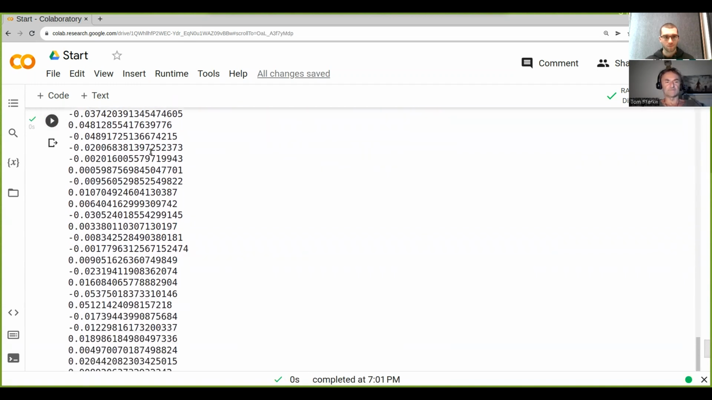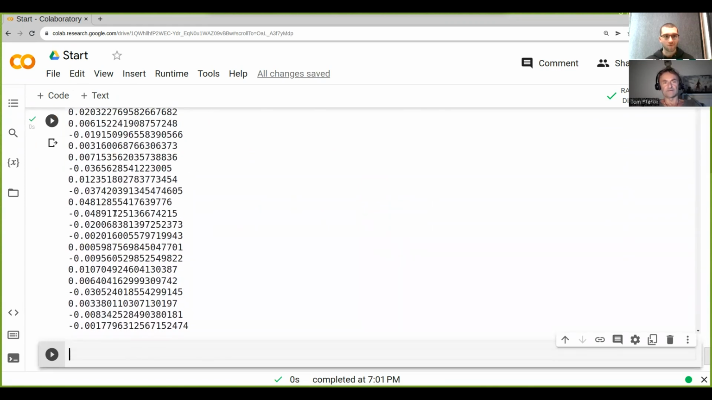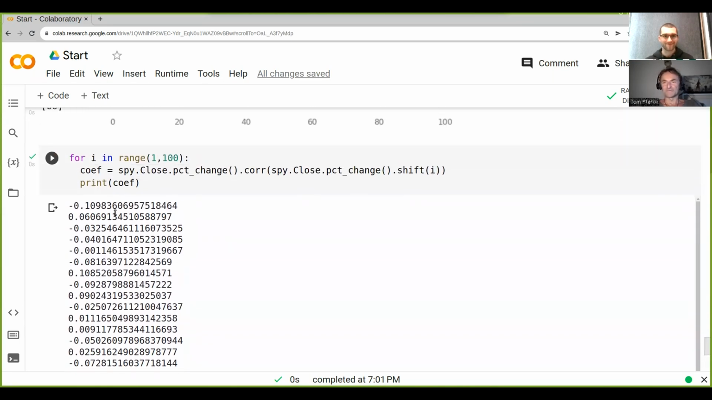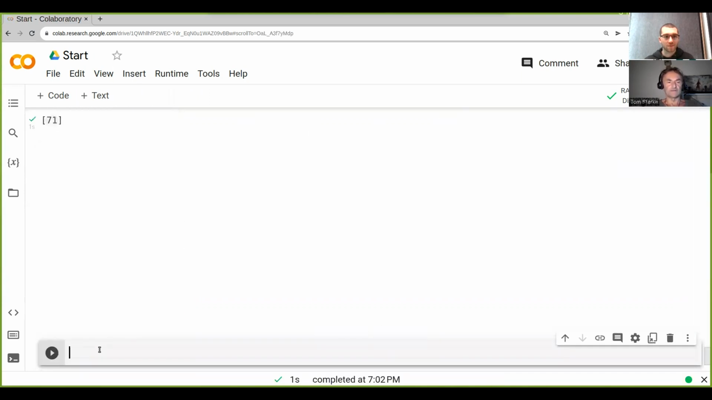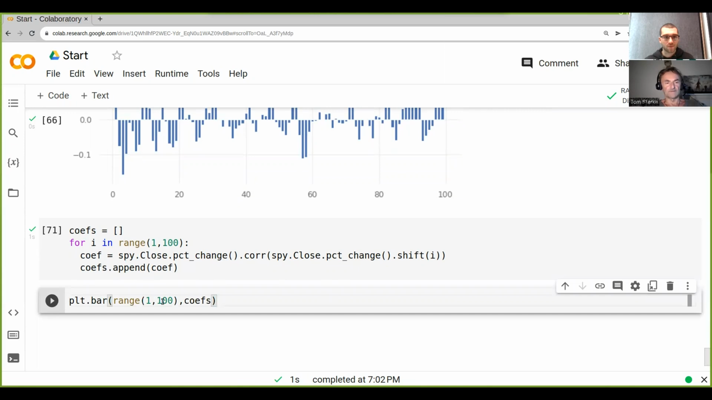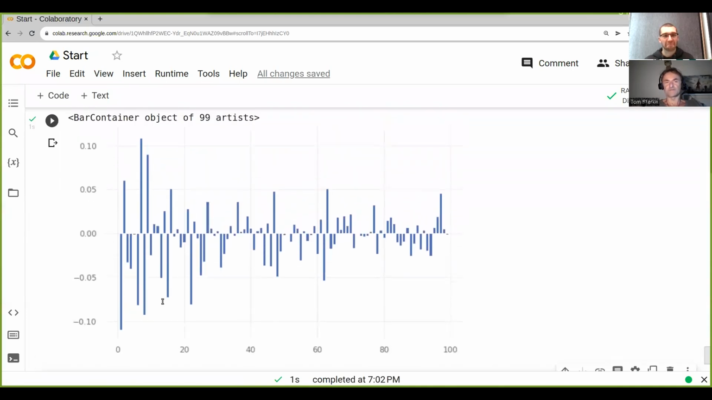So you see that? That's quite interesting. We've got all the correlations here. And they're obviously a lot lower than what we see in our artificial series, because market data are unfortunately not as strongly autocorrelated, but there's still something there. Let's just see if we can plot this. So we go coefs equals this, and then coefs.append, coef, run this. And then we can basically use the same thing as here, and we've got the same range as well. All right, look at this. It's quite interesting, isn't it?